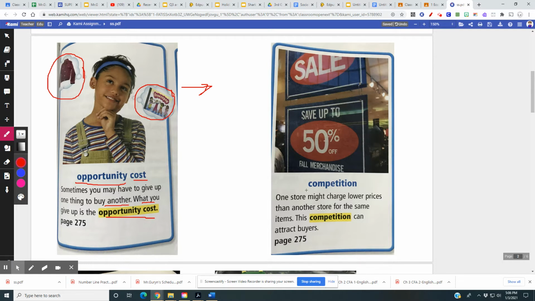Okay, our last word is called competition. One store might charge lower prices than another store for the same items. This competition can attract buyers. You might have heard of the word competition in sports when teams play each other in a game. They're in a competition against each other. I'd like you to look at this question and see if you can name a store that is in competition with Target.